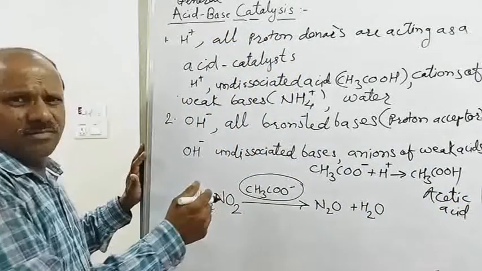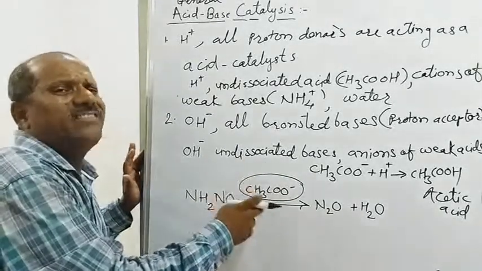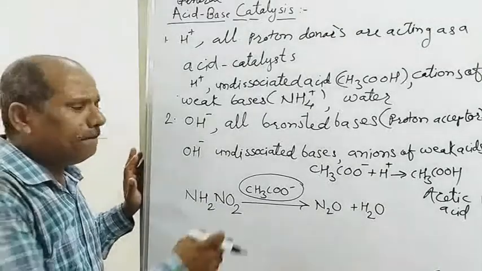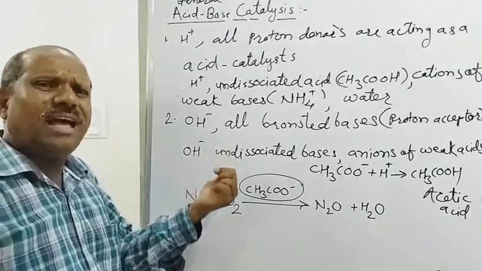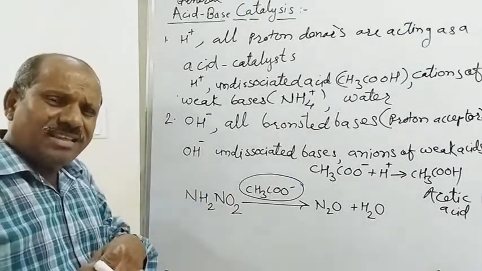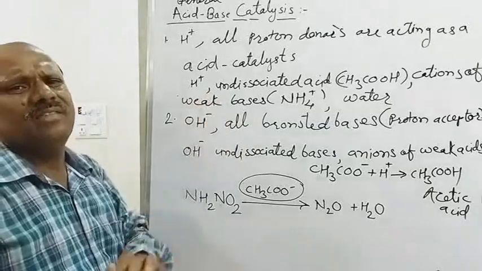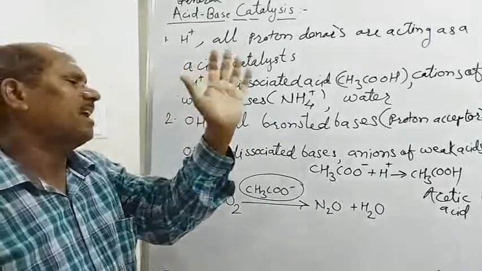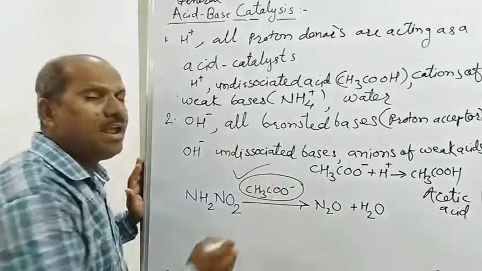Means in this case, whatever the ion which is used, that is not H plus as well as OH minus ion. But even though it is playing the role of a base, that is the proton acceptor, and hence such compounds or ions which are acting as a Bronsted base or Bronsted acid may catalyze the reactions, and hence general acids and bases are also called general acid base catalysts, and the process is called the general acid base catalysis. In this case, CH3COO minus is accepting the proton, and hence it is acting as a base.